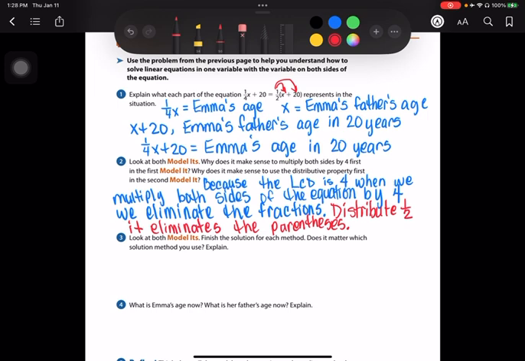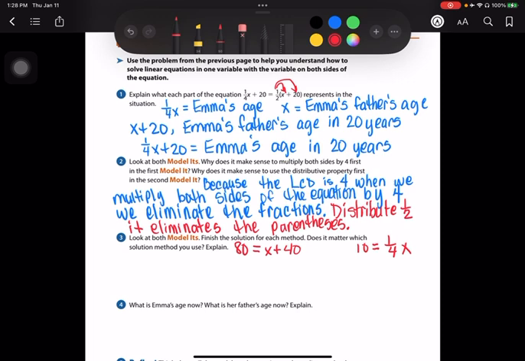Number 3 says we'll look at both models, finish the solution for each method, and it doesn't matter which solution method you use. Okay. So you should have looked back at the problem right before it, and you had 2 problems. You had 80 equals x plus 40, and they say solve that method. And then you also had 10 equals 1/4 x, and you had to solve that as well.